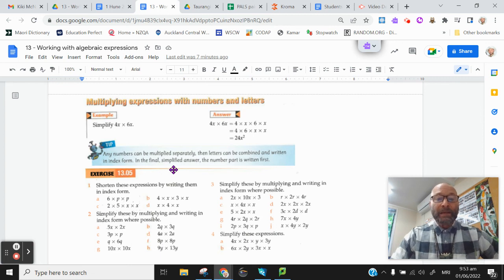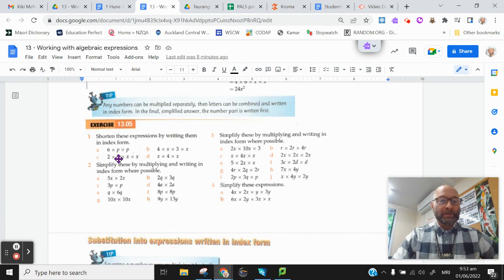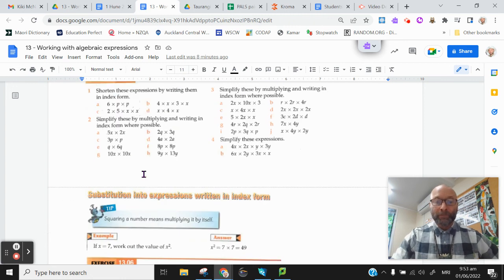And in the final simplified answer, the number part is written first, and we talked about that in our last lesson. For example, 6 times p is 6p to the power 2. Another example: 2 times 5 times x. 2 times 5 gives us 10, and x times x is x to the power 2. Final answer, 10x to the power 2.